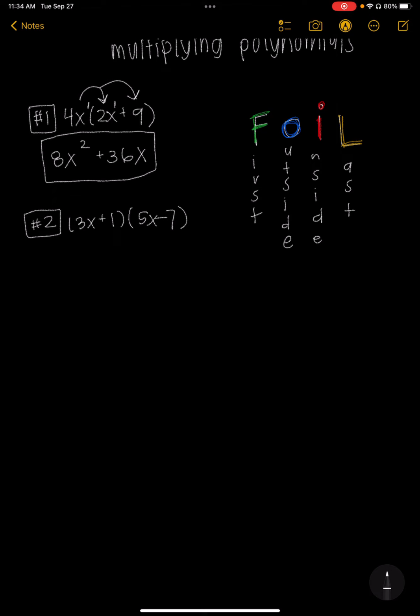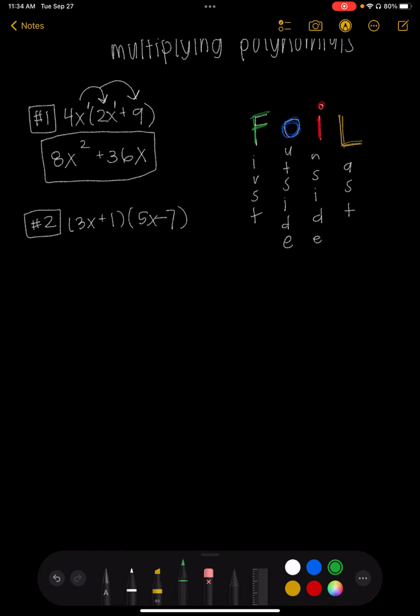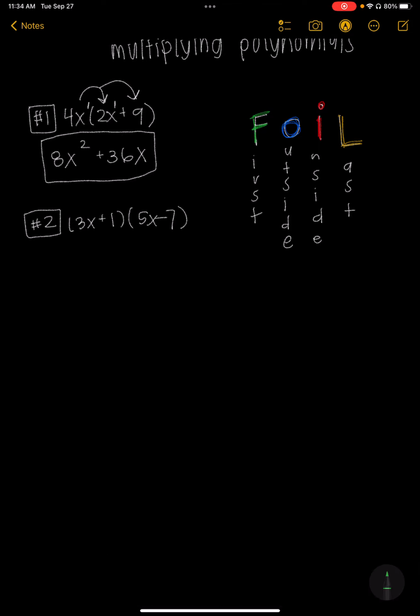What that means is we're going to multiply the first two chunks together, get an answer. Then we're going to multiply the outside chunks together, get an answer. Then the inside chunks, and then the last chunks. And then we have our answer. So let's go through this. I'm going to use different colors. You definitely don't have to use different colors, but I would suggest at least showing the arrows so that you can make sure that you make all the different combinations that you have to.